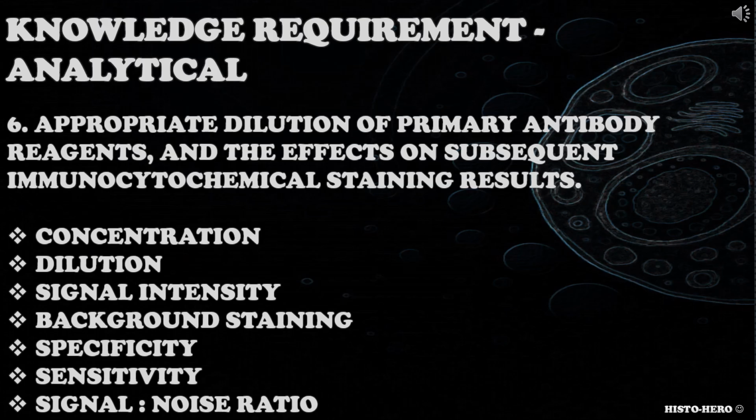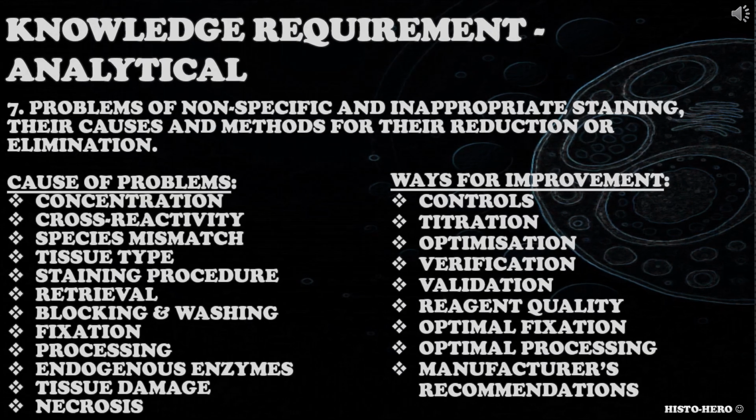specificity, sensitivity, signal-to-noise ratio. The seventh knowledge requirement is for you to be able to recognize and solve problems of nonspecific and inappropriate staining, their causes, and methods for their reduction or elimination. What can cause nonspecific and inappropriate IHC staining? How could you reduce or eliminate nonspecific and inappropriate IHC staining?